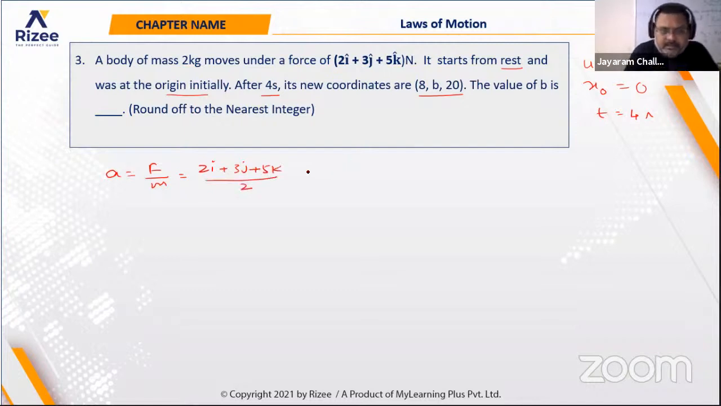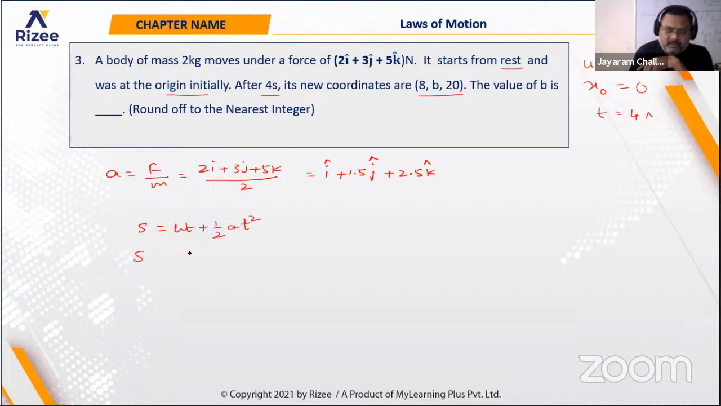So in that sense, this will be equal to I cap plus 1.5 J cap plus 2.5 K cap. All of them are your unit vectors. So we have the acceleration where the initial velocity is equal to 0. I need to find the displacement. S is equal to ut plus half a t square. So the initial velocity is equal to 0.